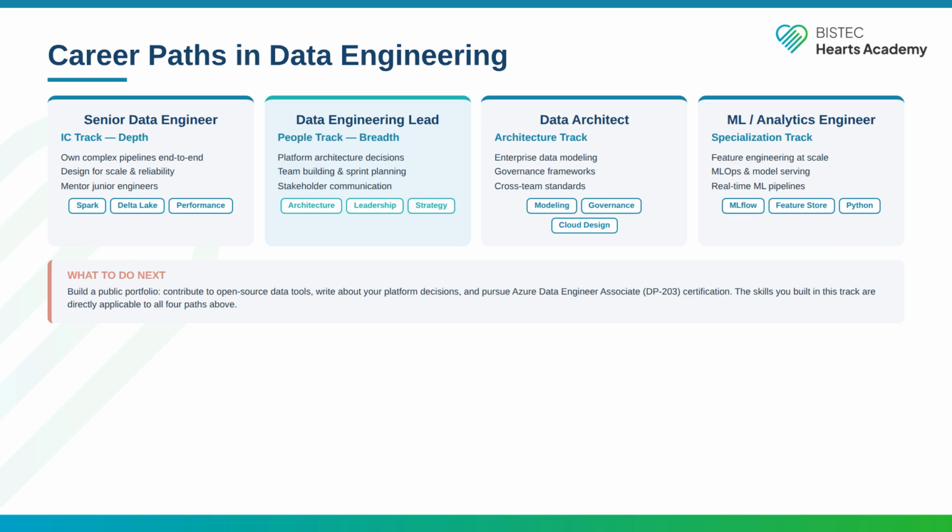Data engineering lead is the people track focused on breadth. You make platform architecture decisions, build and manage a team, and communicate with business stakeholders. The key skills are architecture, leadership, and strategy. Data architect is the architecture track. Enterprise data modeling, governance frameworks, and cross-team standards. This is where you shape how an entire organization thinks about data.